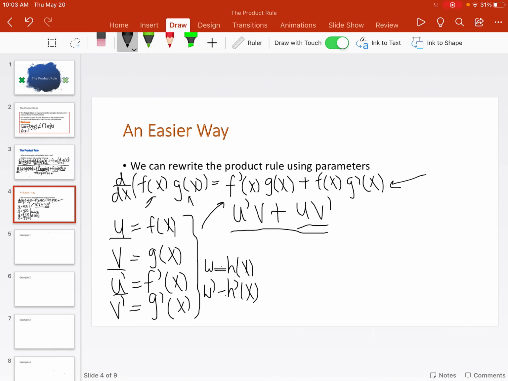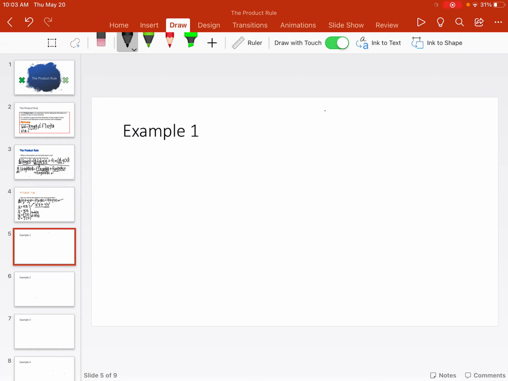Well, I've been going over the product rule for a bit of time now, so let's do some actual examples. Let's actually apply the product rule, apply what we've learned. So our first example says we have a function, we got y is equal to x sine x, and we're asked to find y prime.